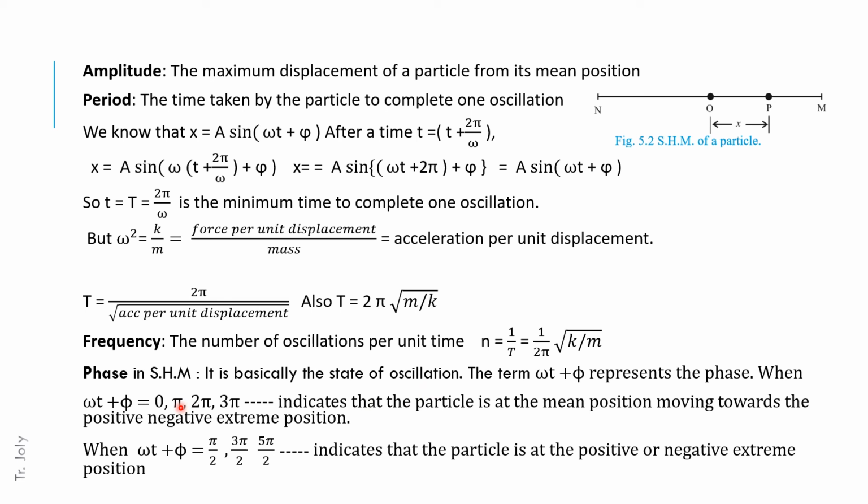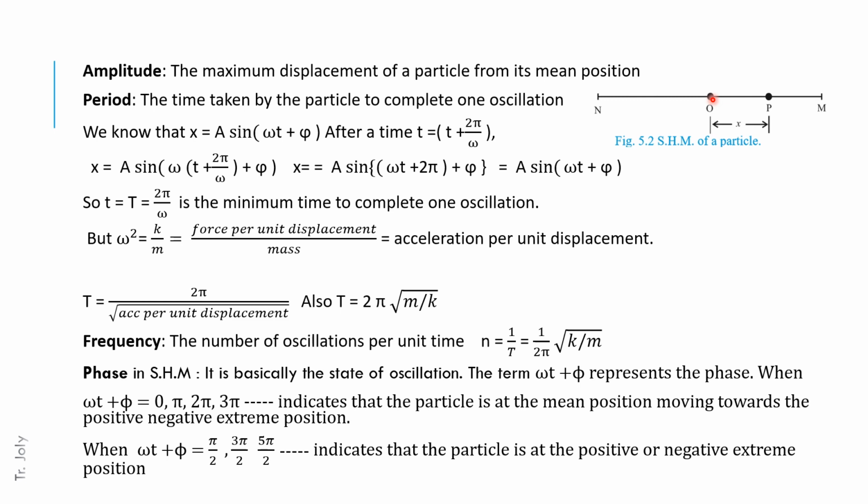So when this phase, that is omega t plus phi, is equal to 0, pi, 2 pi, 3 pi, etc., it indicates that the particle is at the mean position moving towards the positive or negative extreme position. That I will explain. Please listen. When omega t plus phi is equal to 0, the particle is at the mean position. It is going towards the positive extreme position. That is, it is going to start the first oscillation.